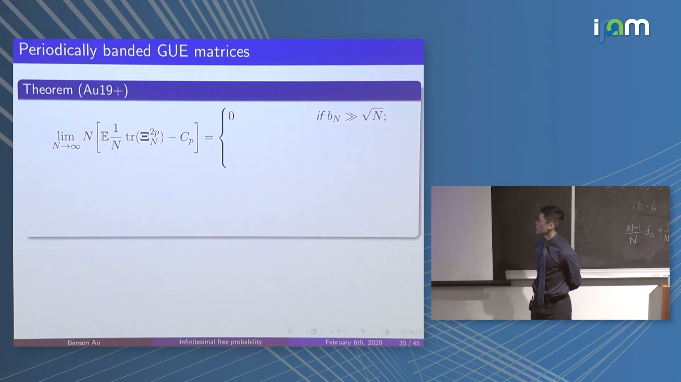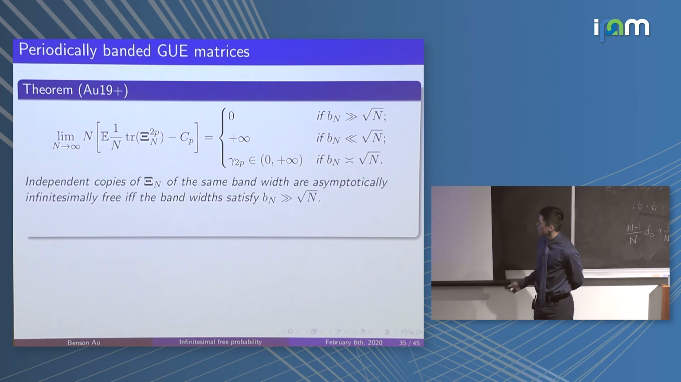If the bandwidth is growing faster than the square root of n, it's going to be 0, which matches the usual calculation for the GUE. However, as soon as I dip below square root of n, it blows up. And if I'm exactly on par with square root of n, say that the bandwidth divided by square root of n goes to some constant c, then I get some non-trivial value between 0 and infinity. It's written as a sum of a bunch of graphs. These graphs are the things that you saw on the very first slide, not the other triangle, but the colored triangle. And what we can show is that if you have independent copies of your random band matrix, then they're asymptotically free if and only if your bandwidths are faster than square root of n.